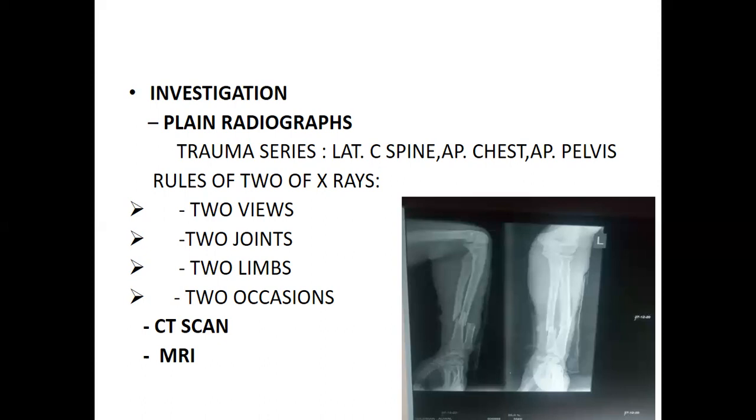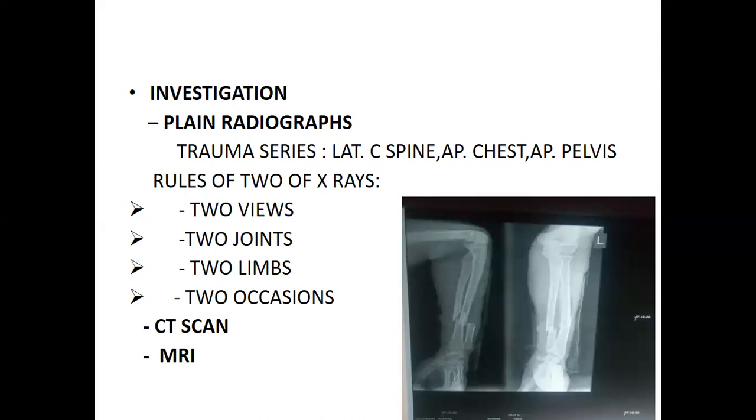So in children, you have to do what? X-ray of both limbs, okay? The right as well as the left for comparison. And then you have to take your x-ray on two occasions, okay? After the injury, you take your x-ray. When you now intervene, you take your x-ray.